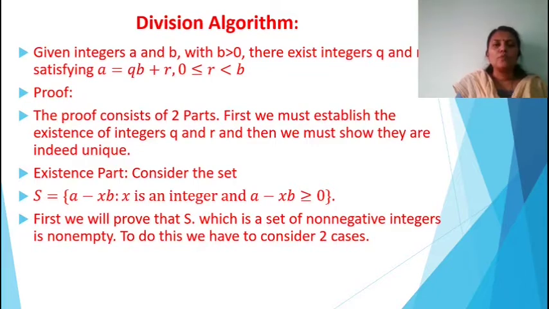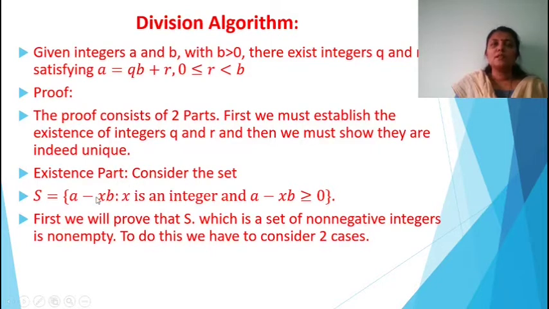So this proof consists of two parts. To prove the theorem, we have two parts: the existence part and the uniqueness part. First we have to establish the existence of integers q and r. There exist integers, that we have to prove. So for the existence we have to show first, and then we have to show that these numbers are unique. So first we consider the existence part.